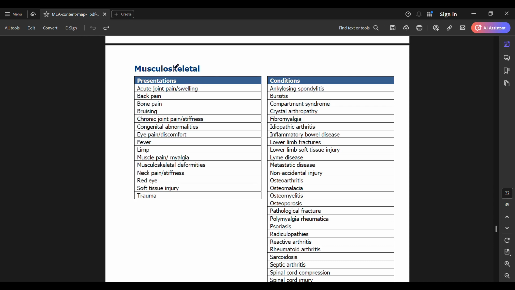Hi everyone, we're walking you through the MLA content map. This video is going to be on musculoskeletal.